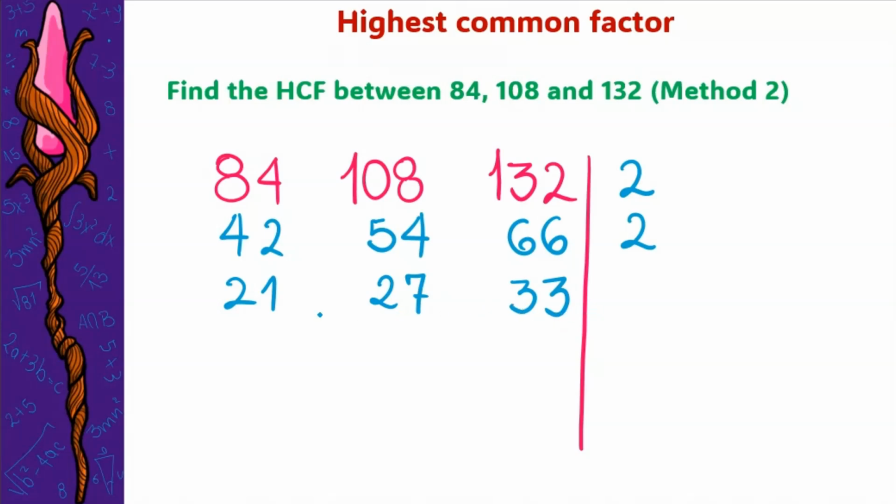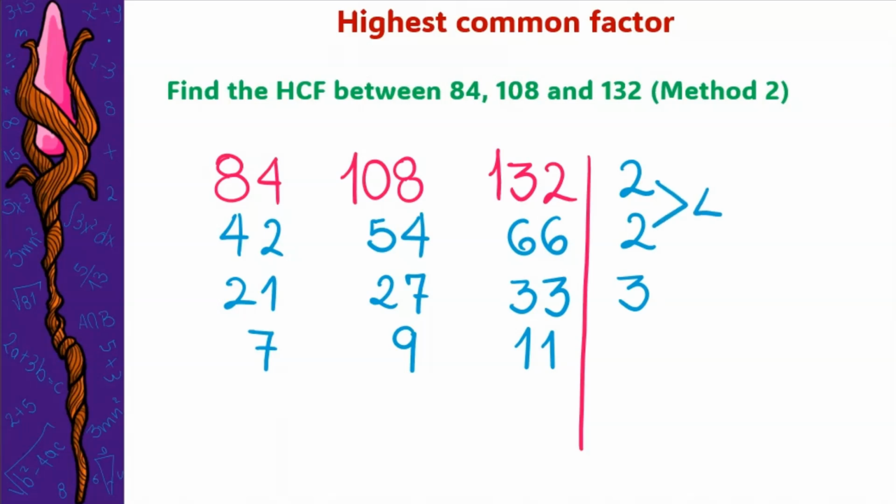Remember, in order to check, you can also add the digits. 2 plus 1 is 3, multiple of 3. 2 plus 7 is 9, multiple of 3. 3 plus 3 is 6, multiple of 3. So yes, they are all divisible by 3. 3 times 7 is 21, 3 times 9 is 27, and 3 times 11 is 33. And then we are done.